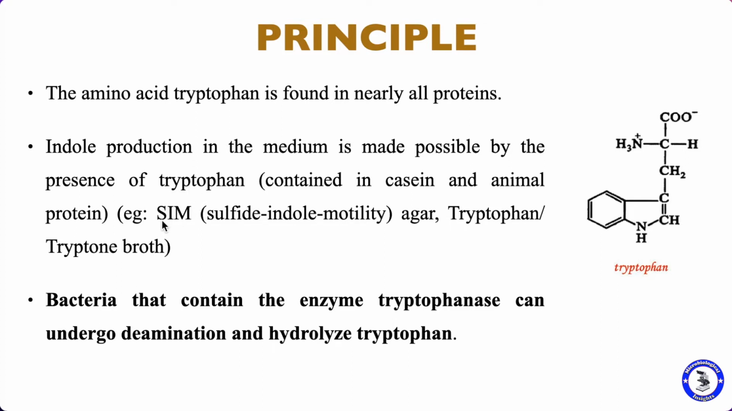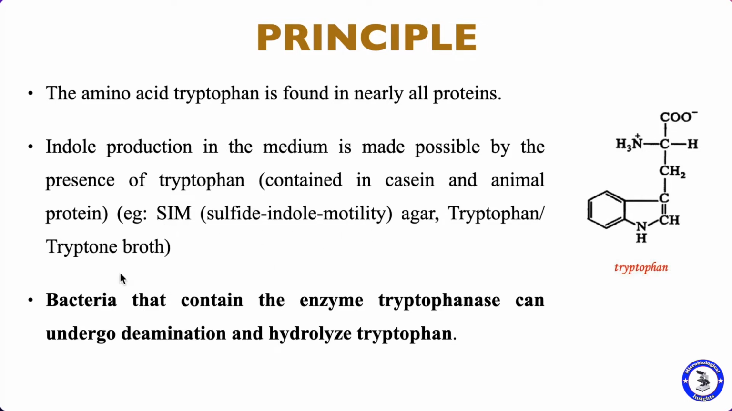SIM agar means sulfide indole motility agar. From the name itself, we can understand this agar is used for determining three tests. That is for determining the H2S production or hydrogen sulfide production, then the indole production test, and for determining the motility of an organism. So for these three tests, the SIM agar is used.